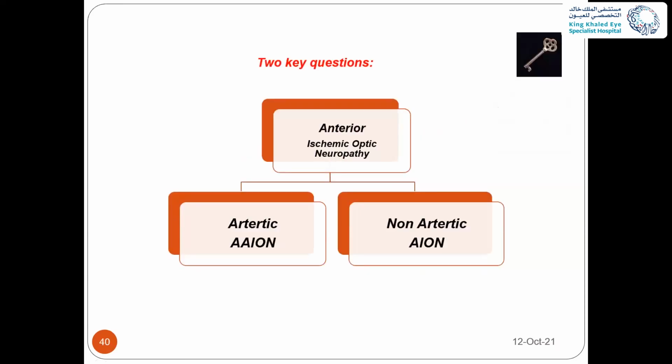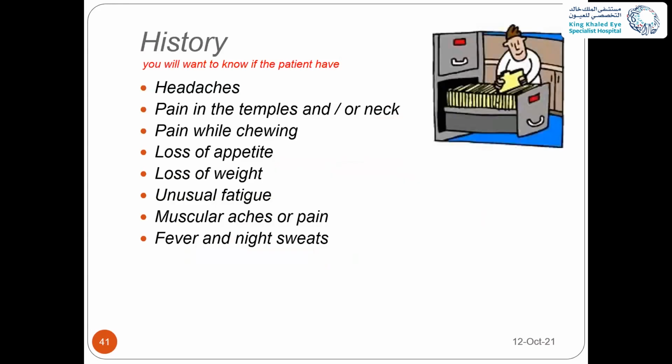So, two key questions here. Are we dealing with anterior ischemic optic neuropathy, arteritic or non-arteritic? These are the two most important differential diagnoses that first come to mind. Is it arteritic anterior ischemic optic neuropathy or non-arteritic anterior ischemic optic neuropathy? So you will go back to history. What question do you want to ask?